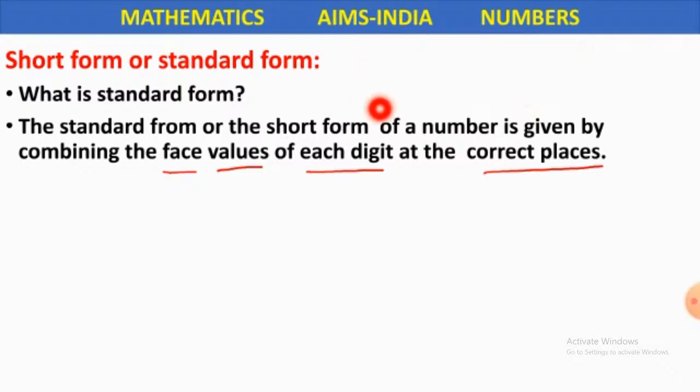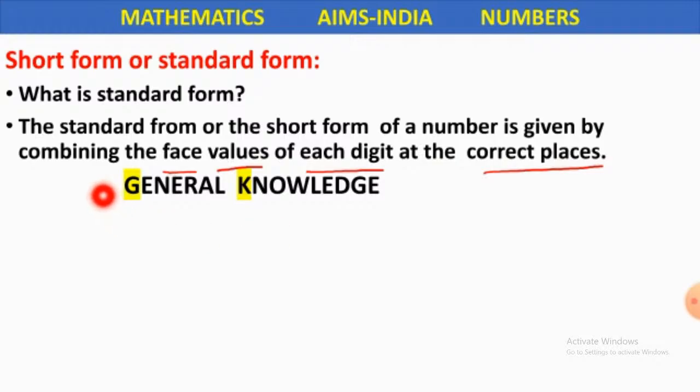The face value of 6 in tens place will be 6 only. The face value of 7 in hundreds place will be 7 only. So the standard form or the short form of a number is given by what, children? Is given by combining the face values of each digit at the correct places. Now again this can be understood with the help of an example.